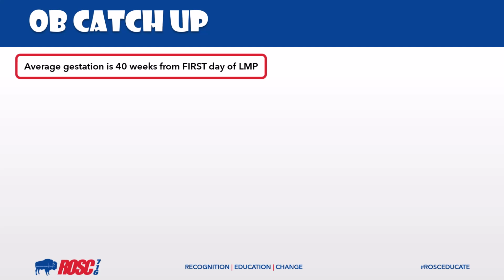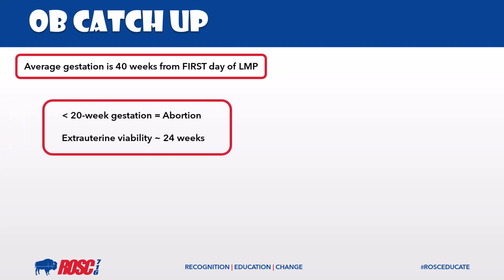The average gestational age is about 40 weeks, and that's from the first day of the last menstrual period. Again, that's referred to as the gestational period or gestational age. There's also a conceptual age, and that's the age that occurs from conception or implantation, and generally this falls about 2 weeks behind gestational age. Abortion is defined as either the spontaneous or surgical means of a termination of a pregnancy before 20 weeks. And then extrauterine viability, that is the age at which a fetus can survive outside of mom, is approximately 24 weeks, but this can range from 22 to 26 weeks.